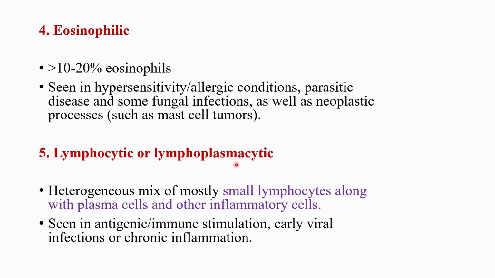This consists of a heterogeneous mix of mostly small lymphocytes along with plasma cells and other inflammatory cells. It is typically observed during antigenic or immune stimulation, early viral infections or chronic inflammation.